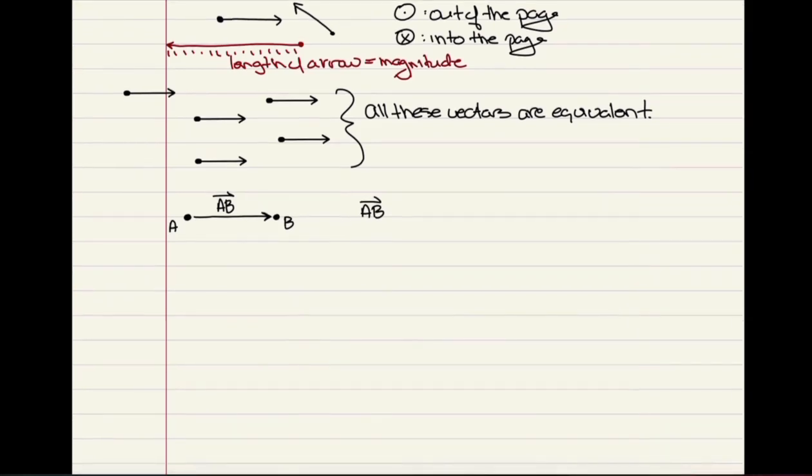So again, just to pick apart the notation, you have your starting point, you have your end point, and then you have an arrow to signify that it is a vector. I'll even highlight that. So the quantity with the arrow, that is signifying the vector itself.